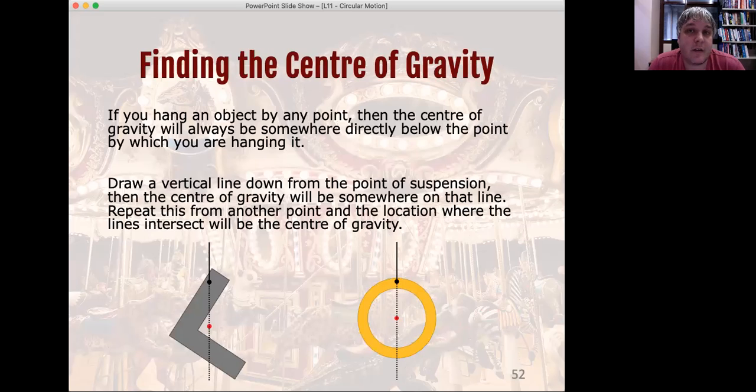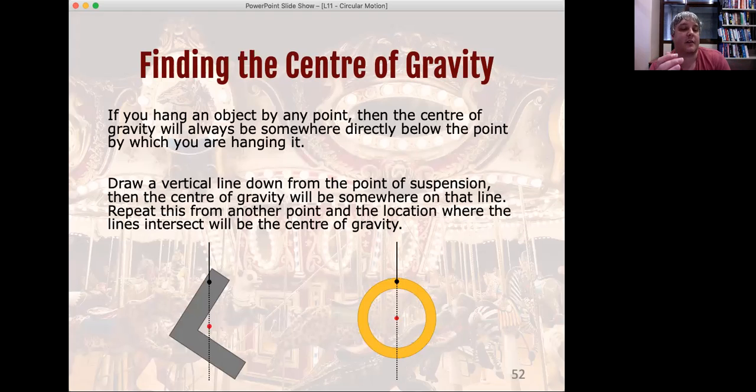In order to find the center of gravity, it's actually very simple. If you hang an object by any point, then the center of gravity or center of mass will always be directly below that point that you are holding it. Otherwise it would rotate, because you need the center of gravity to be perfectly downwards and the tension to be perfectly upwards in order for the system to be at rest, and they have to be acting along the same line of action, otherwise there would be a torque.